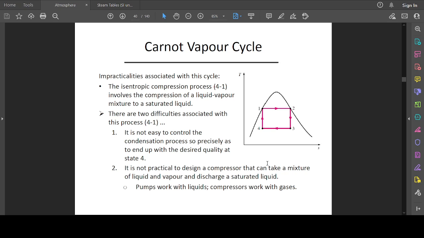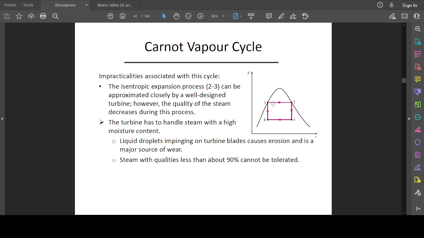Now, the practicalities associated with this cycle. Number one, the isentropic compression stage between 4 and 1 involves the compression of a liquid vapor mixture to a saturated liquid. There are two difficulties associated with this process. Number one, it is not easy to control the condensation process so precisely as to end up with the desired quality at stage 4. If the quality of steam coming to the pump at stage 4 is not right, the amount of heat expected to be removed is not removed properly, then there are problems. Meaning that the compression might not work properly to give you the required operating pressure at this point. So it is not practical to design a compressor that can take a mixture of liquid vapor and discharge a saturated liquid. Pumps work with liquids, compressors work with gases.